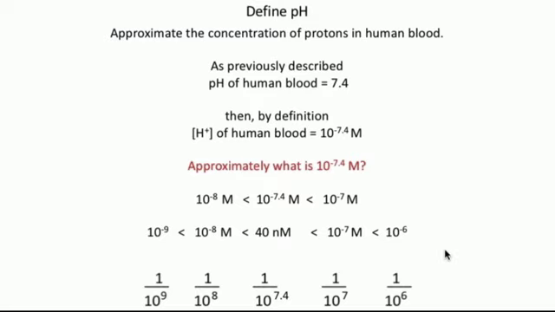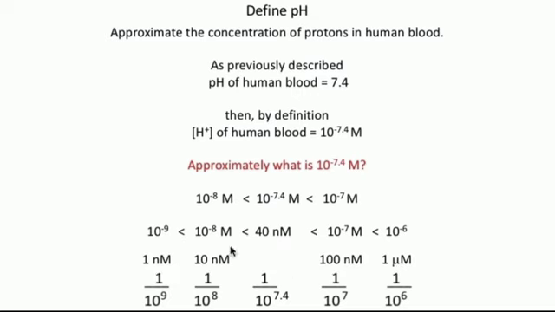You have to have some familiarity with these units. Little practice here. Well, 10 to the -9 is basically divided by a billion, which makes it nano. And 10 to the -6 is divided by a million, which makes it micro. So we have 1 nanomolar at 10 to the -9, 10 nanomolar at 10 to the -8, 100 nanomolar at 10 to the -7, and we can see that 10 to the -7.4 is between 10 nanomolar and 100 nanomolar. It's very close to 40 nanomolar.